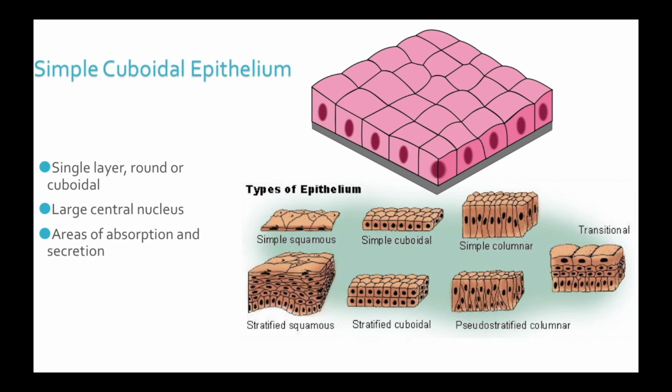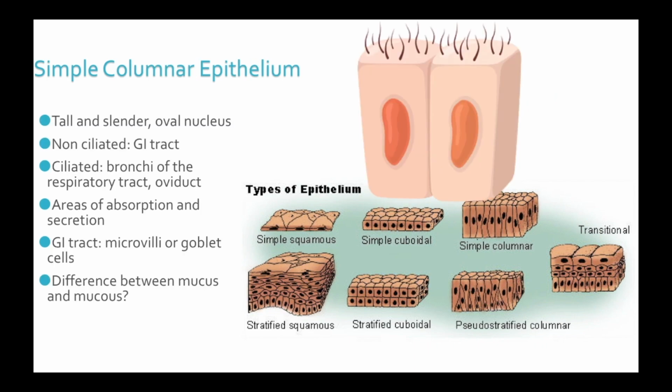Simple cuboidal epithelium: again, simple means that they're one layer, and cuboidal means that they're cubes. Large central nucleus, and we find them in areas of absorption and secretion. We commonly find these guys in salivary glands, thyroid glands, the pancreas, anywhere that secretion is occurring all the time.